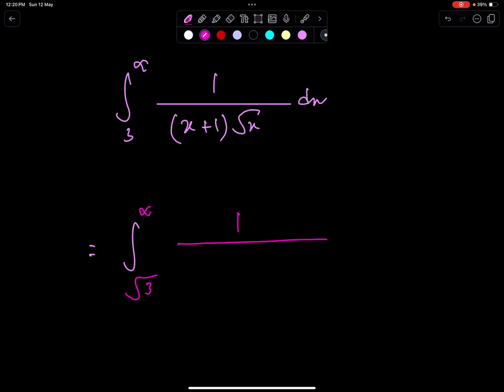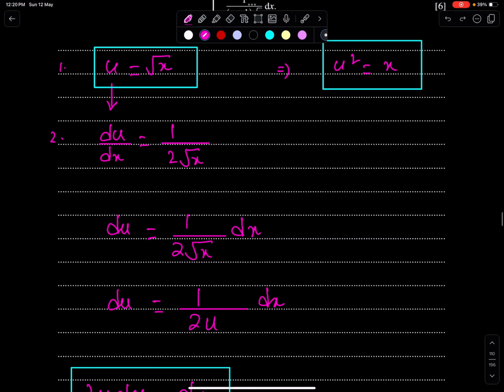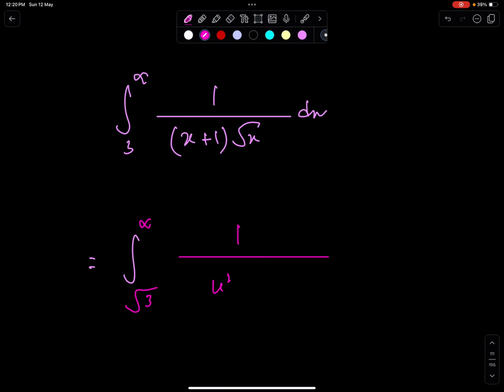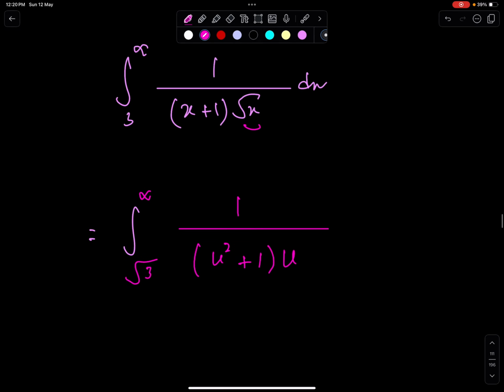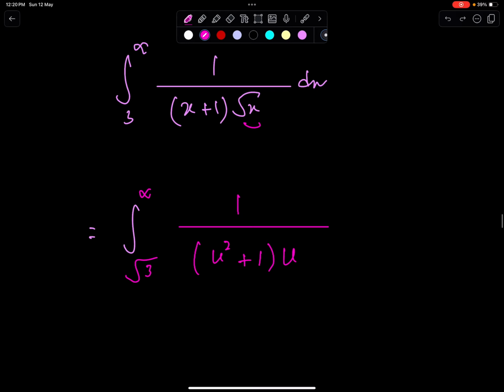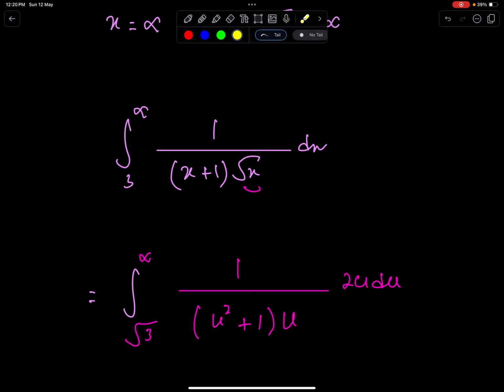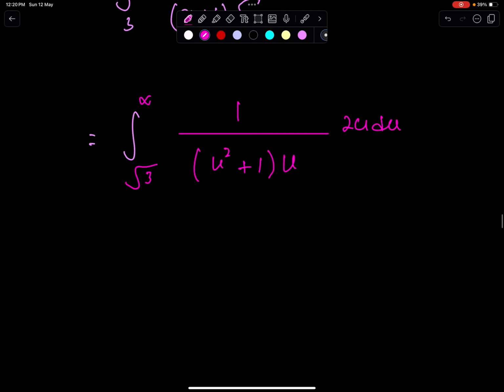Copy 1, x. X was u square. This is here. So write u square here plus 1 and root x is u. And dx is 2u du. See, we substituted dx, root x and x, and we changed the limits. This is the way to do integration by substitution.